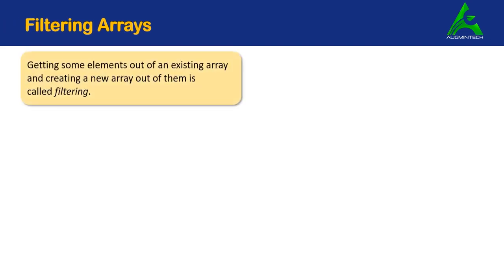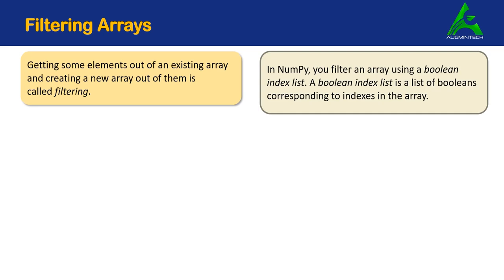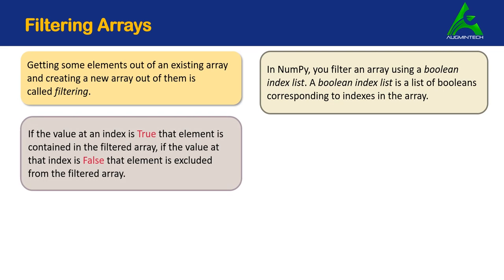So getting some elements out of an existing array and creating a new array out of them is known as filtering. From a bunch of array elements, we can filter out the required elements. In NumPy, you can filter an array using a Boolean index list. A Boolean index list is a list of Booleans corresponding to indexes in the array. If the value at the index is true, that element is contained in the filtered array. If the value at that index is false, the element is excluded from the filtered array.